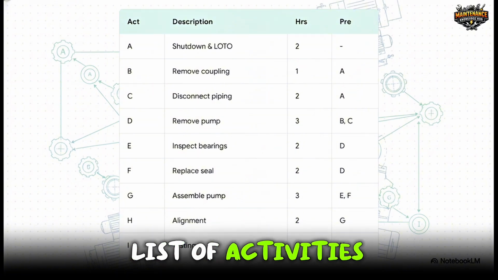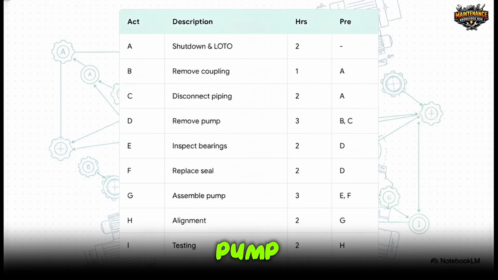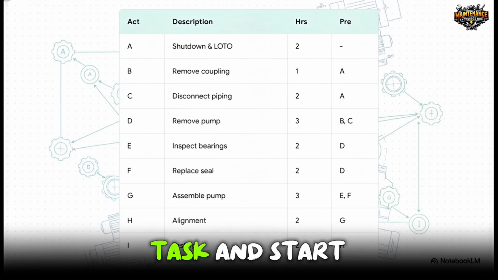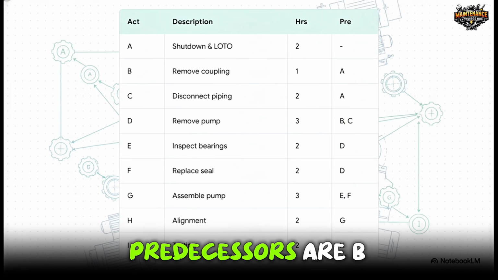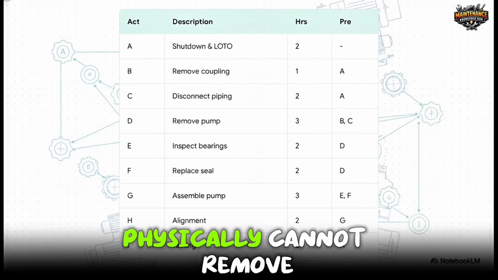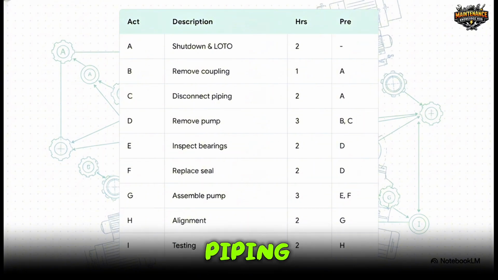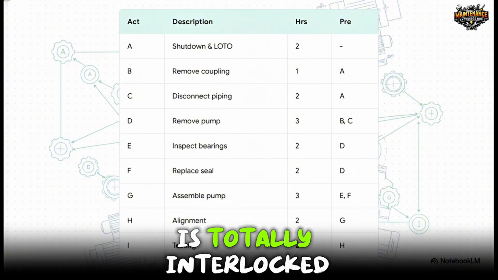We've got a list of activities, A through I, for maintaining a pump. We have their expected durations in hours, and crucially, we have a predecessor list. You can't just pick a random task and start. Take a look at activity D, remove pump. Its predecessors are B and C. That means you physically cannot remove that pump until you've removed the coupling and disconnected the piping. Every single task is totally interlocked.